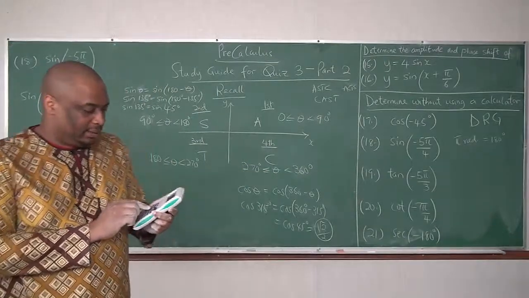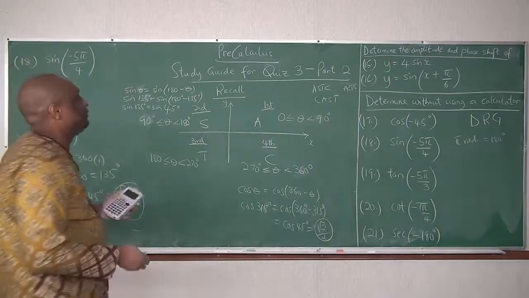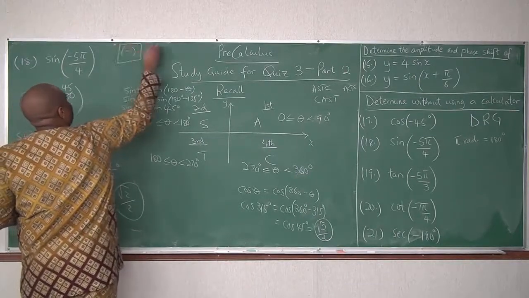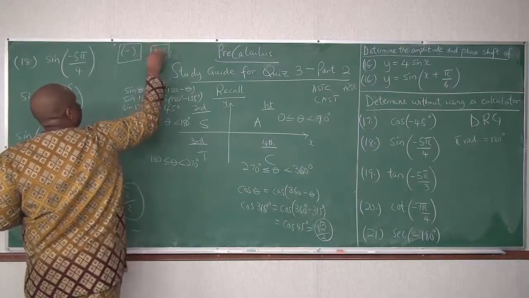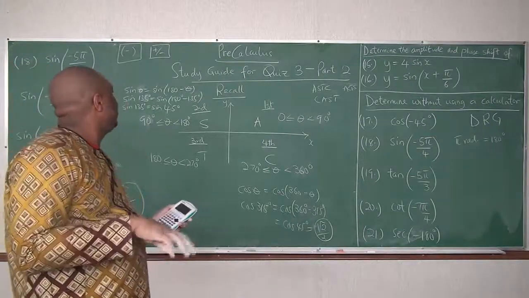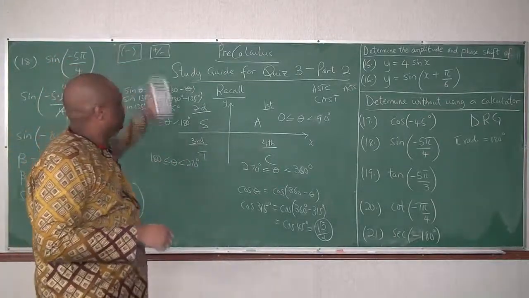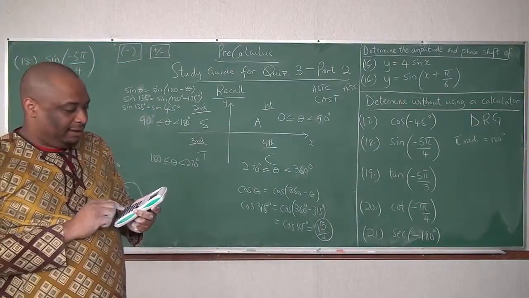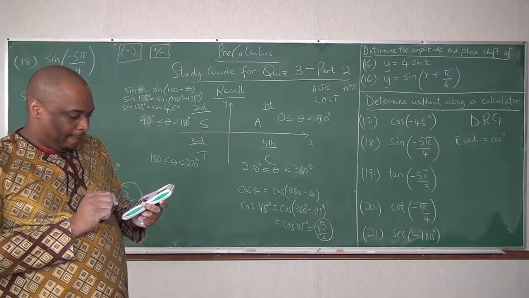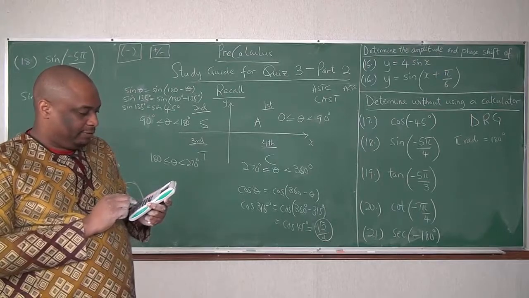So I put my sine, parentheses. For the negative, some calculators will have it this way, and some calculators will have it this way, plus minus. If you want the negative to come first, you press this first. Don't press the minus. Mine has it this way. So negative 5 pi. Before I get my pi, I'll do shift pi. Then divided by 4.